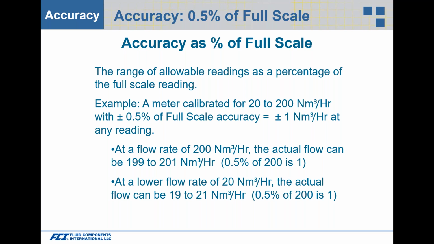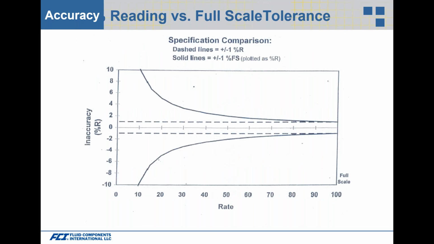Therefore, at maximum flow of 200 cubic meters per hour, the actual flow can be 199 to 201 cubic meters per hour. It's 0.5% of 200, which is 1. Now at the lower flow rate, 20 cubic meters per hour, the actual flow can be 19 to 21 cubic meters per hour. 0.5% of 200 is 1. Remember, this is called full scale. So that 0.5% at full scale is applied all the way down to the minimum flow. And therefore, we have a broader error band at the lower flow rate.